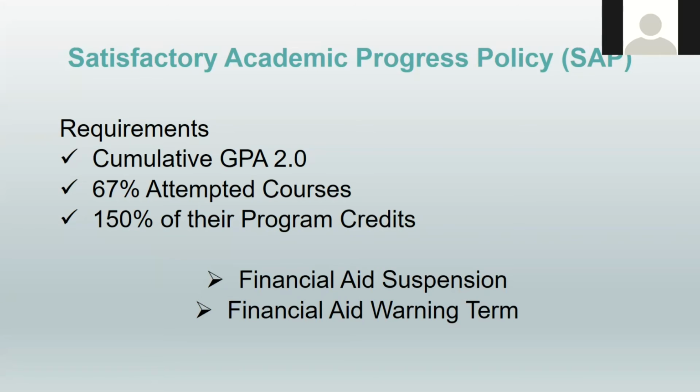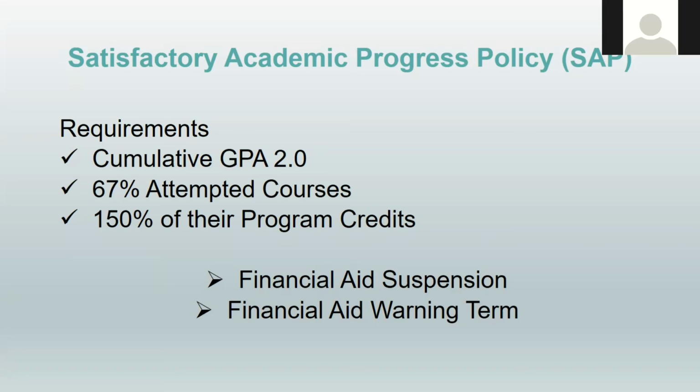Students must progress through their program to ensure that they will graduate within the maximum time frame, or 150% of program credits. For example, for an associate degree that requires 60 credits, the maximum time frame would be 90 credits. Once a student hits 90 credits, they would be denied financial aid.